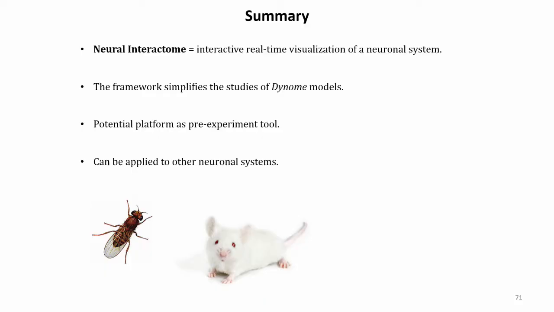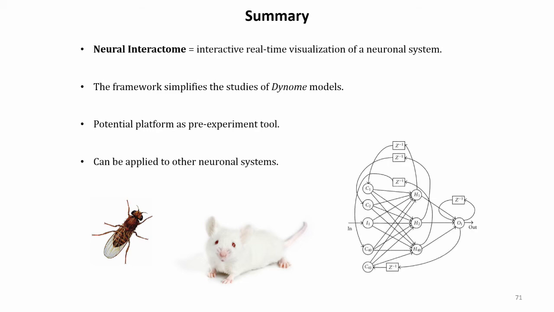And it can also be applied to other neuronal systems, ranging from biological systems such as the Drosophila medulla, which is the fruit fly, mouse retina, and mouse primary visual cortex, which have been recently resolved at the Allen Brain Institute, and also artificial neural networks, such as the recurrent neural network.